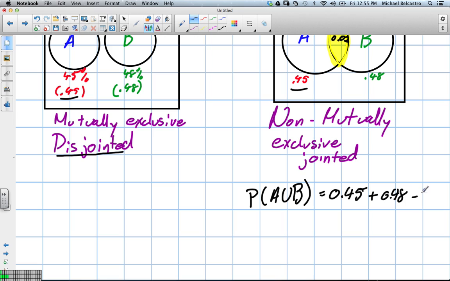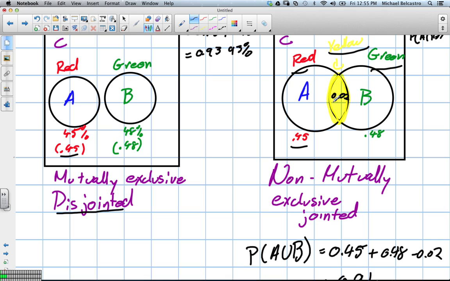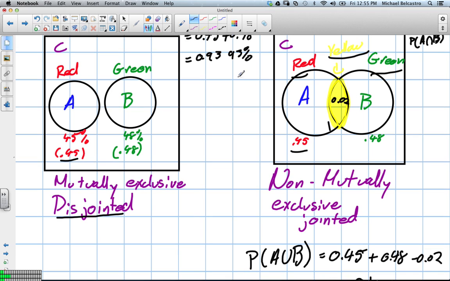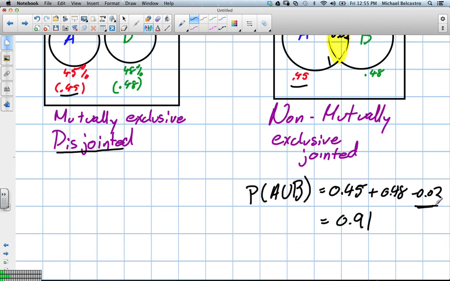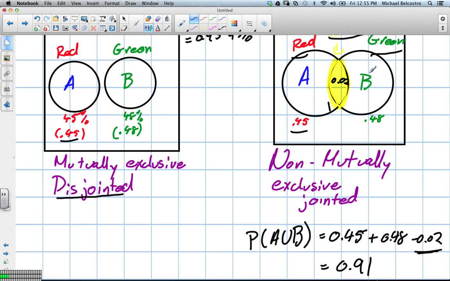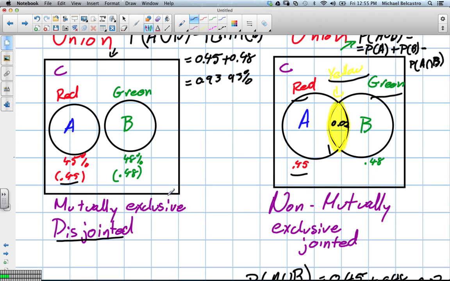So 0.02. In this case, I think it becomes 0.91 because we've taken out that yellow. Before it was 0.93. This one is 0.91 because we've taken out the option of getting a yellow light. So you have an almost 91% chance of getting a red or green light when they're joint events. So that changes things, whether something is disjointed or jointed, in other words, mutually exclusive or non-mutually exclusive. That changes how we do that.